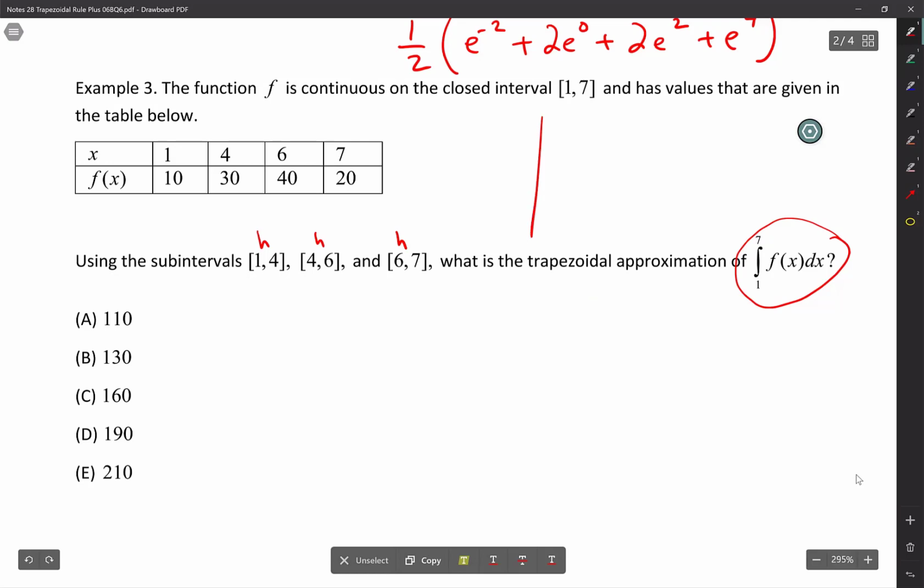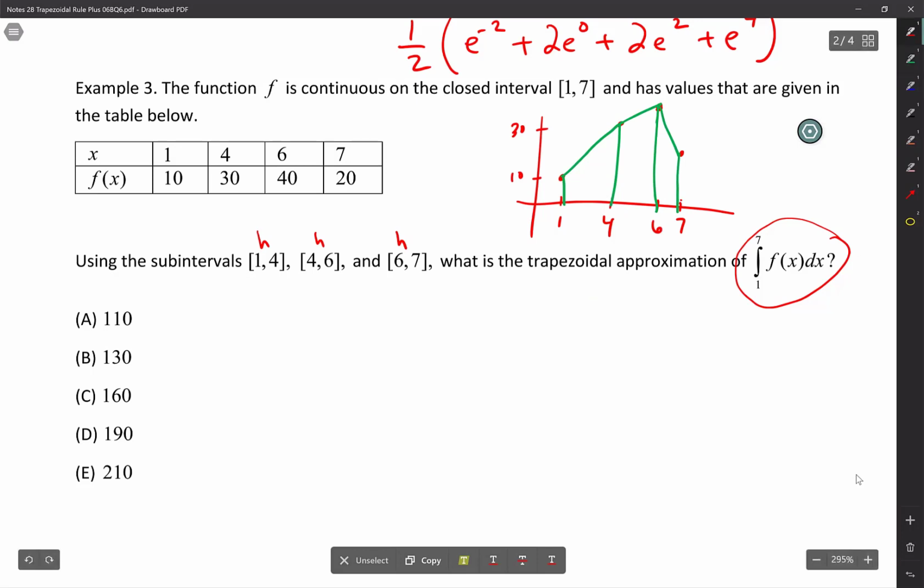If it helps, 110, I'm going to say that's 110 there. And then for 430, I'm going to say that's 430. And then 640, I'm going to say that's 640. And then 720. If it helps, draw a graph, not to scale. Those are my 3 trapezoids I want.